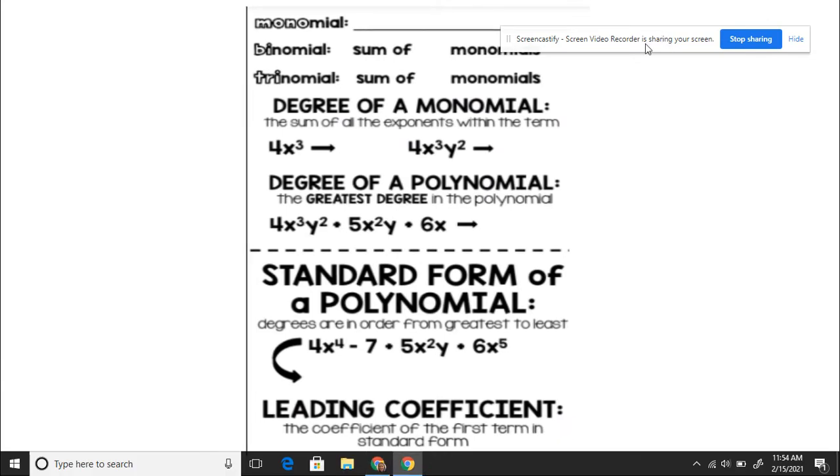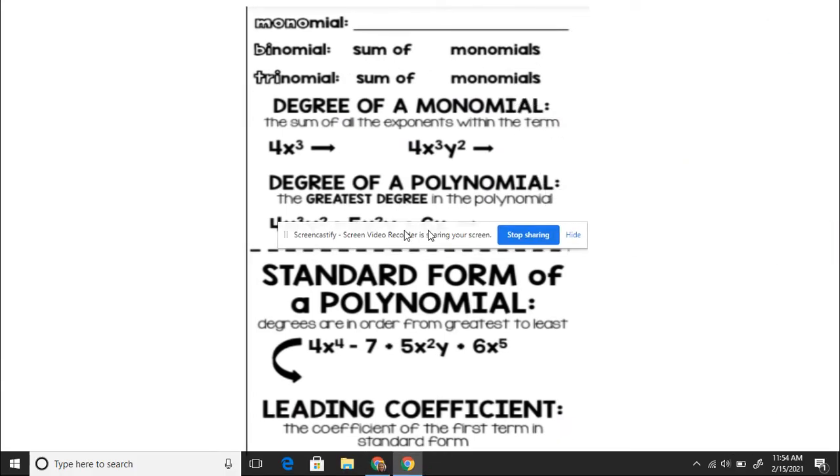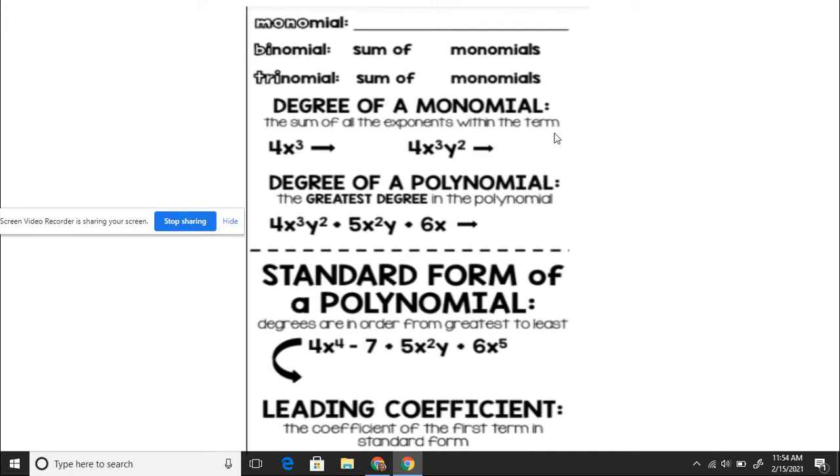All right, you should have your headphones in, and you should have your foldable in front of you. So we're going to talk about a polynomial. A polynomial means an expression with many terms. Poly is a prefix that means many.